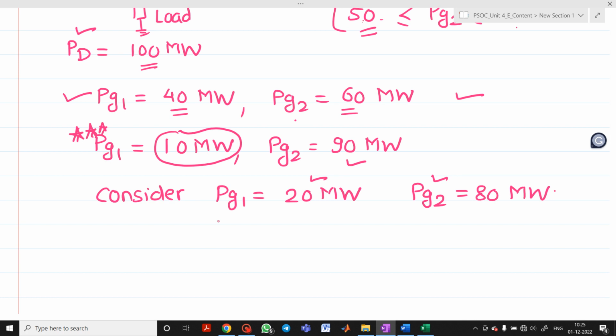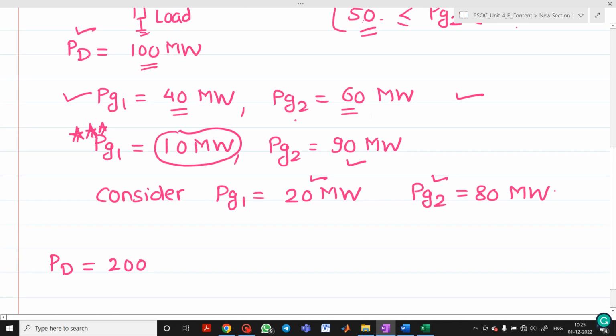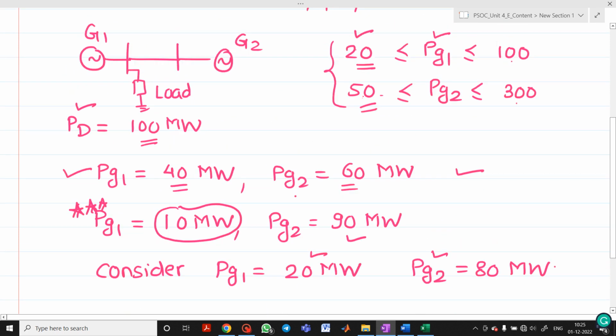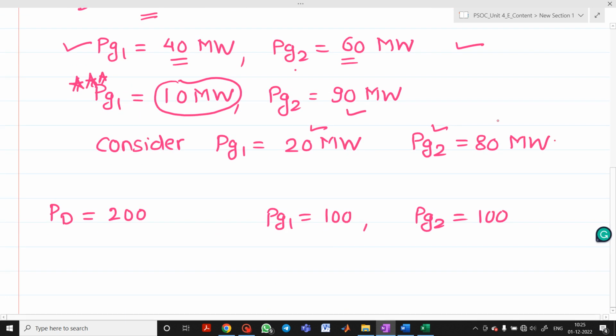Now suppose, in the same example, my demand is 200. By calculation, suppose I get Pg1 equal to 100 and Pg2 equal to 100, it's okay because both lie within limits. Pg1 is between 20 and 100, a less than or equal to term is there, so it's okay. And Pg2 lies between 50 and 300, so it's of no issue, we can take it.